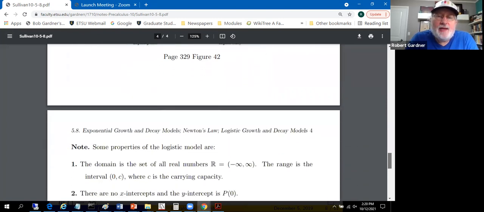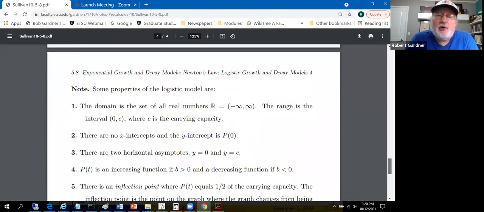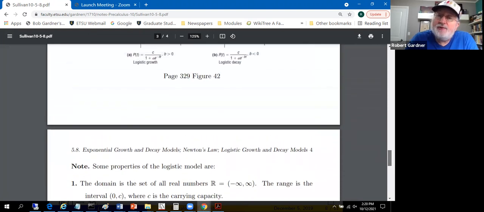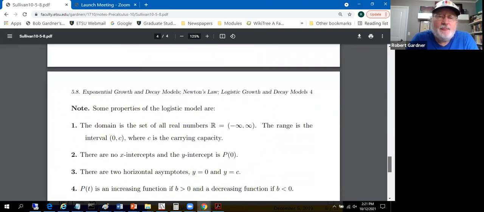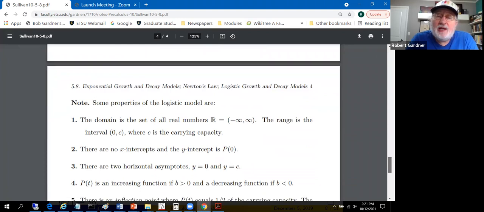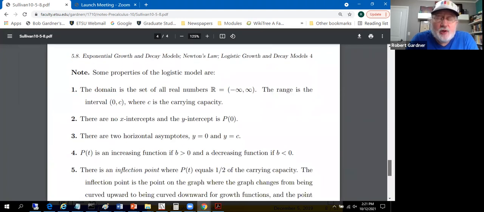So that tells us the range. There's no x-intercepts. The y-intercept is always what we get by plugging in 0. The function is defined at 0. P of 0 is the y-intercept, whatever that value is. There are no vertical asymptotes. There are 2 horizontal asymptotes, y equals 0 and y equals c, as we stated.